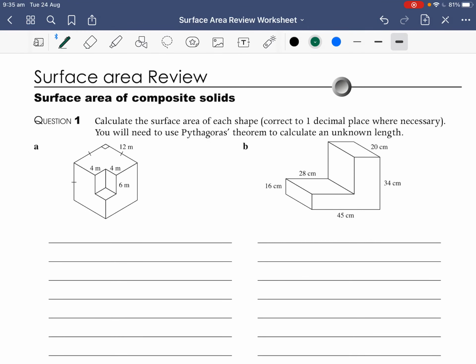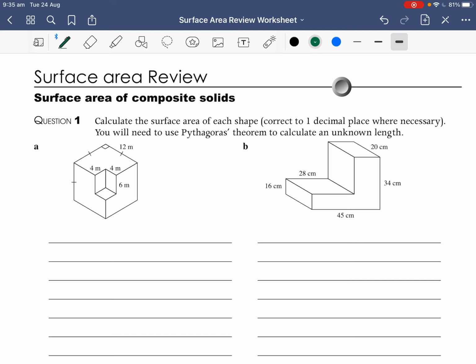Hi guys, today we're doing surface area review, surface area of composite solids. This is page 2 of the surface area review worksheets. What we're going to do is calculate the surface area of each shape, correct to one decimal place where necessary. And we'll need to use Pythagoras' theorem to calculate an unknown length for one of these.